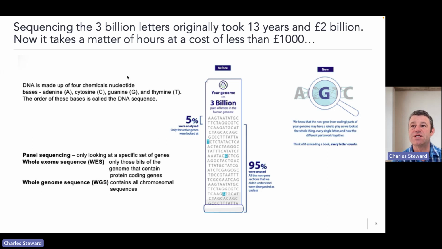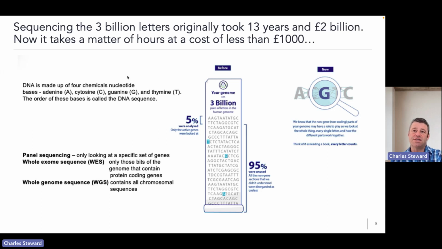So many of you will have heard of the terms panel sequencing, whole exome sequencing, and whole genome sequencing. Panel sequencing is where we just look at a specific set of genes. So there might be 20 genes we're interested in for our disorder, and that's all we look at. More recently, people are beginning to look at whole exome sequencing. This looks at around the 1 to 2% of the genome that's actually involved in making proteins. So this is much more comprehensive than panel sequencing, but of course it still leaves out a huge proportion of the genome. And whole genome sequencing is where we look at the whole genome.